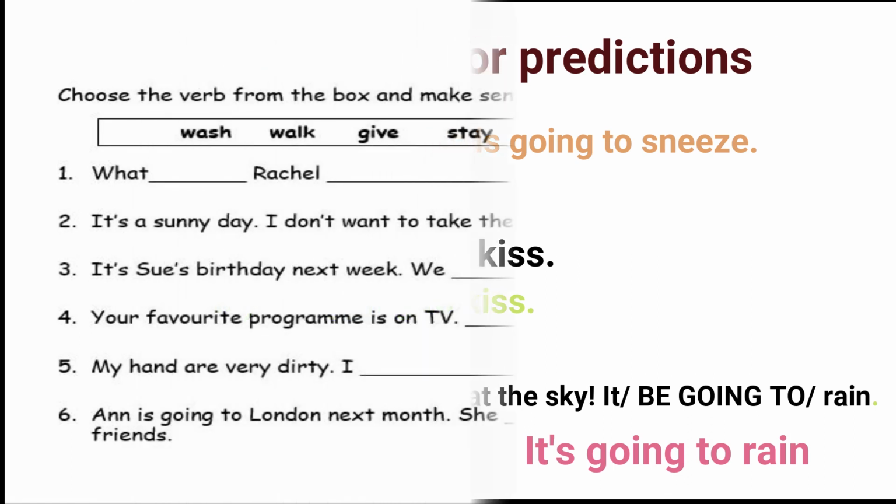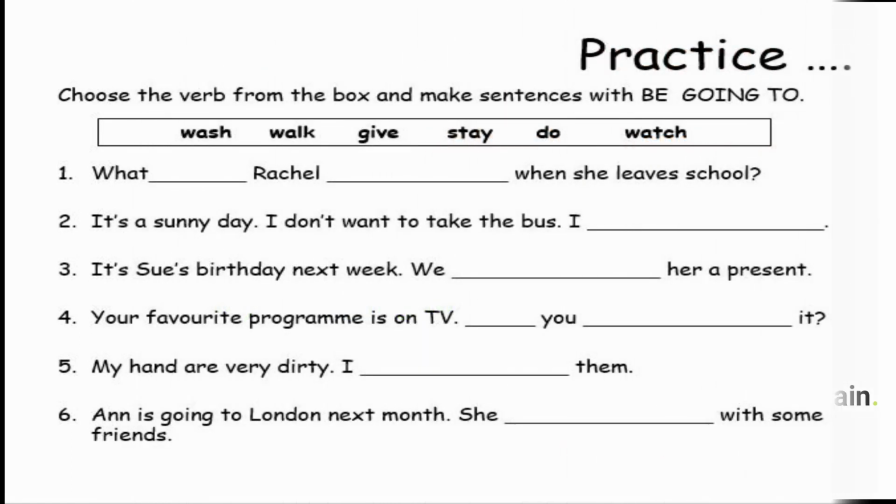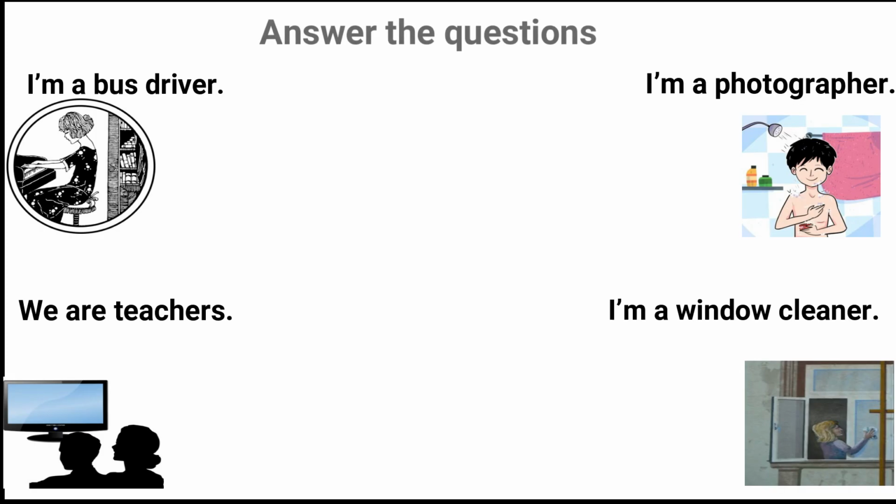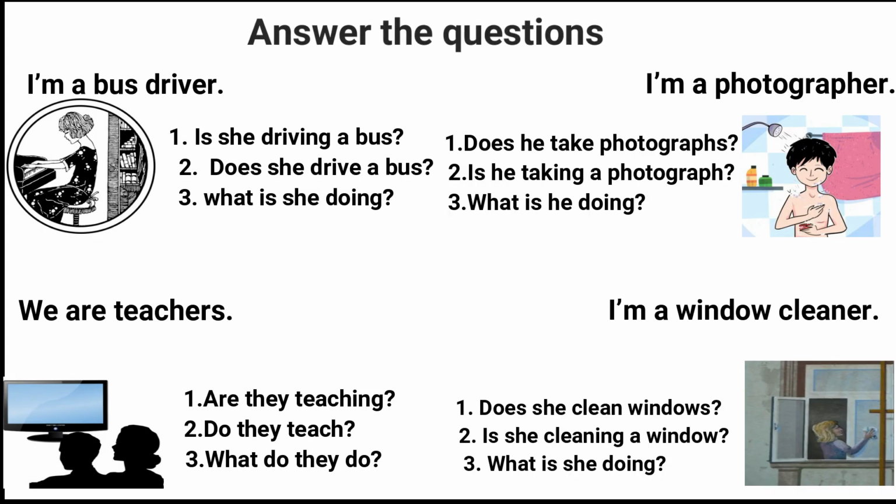Practice, exercise. It says choose the verb from the box and make sentences with be going to. You have 6 verbs and 6 sentences. Of course, you have 2 questions and the other ones are in the affirmative. Now choose the right verb for the right situation, for the right context, and use be going to in the right form with the right pronoun. Super. They say super duper when it is very great.